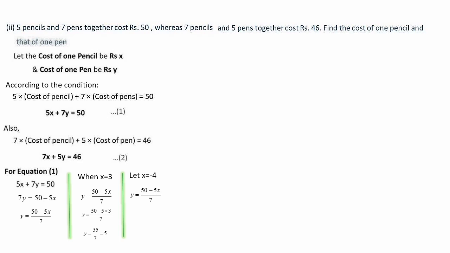Then y is equal to 50 minus 5x by 7. Substitute it: 50 minus 5 into x value, which is minus 4. As I said before, 50 minus into minus, plus 5 into 4 is 20. 50 plus 20 is 70. 70 by 7 we will get as 10. So one equation's values we have got. Let's summarize it in a table. X and y values: when x is 3, y we have got 5. When x is minus 4, y we have got 10.